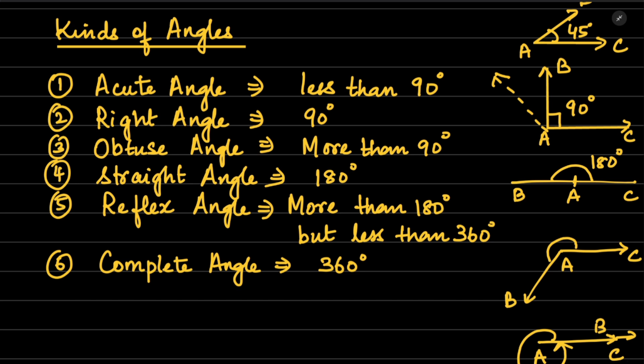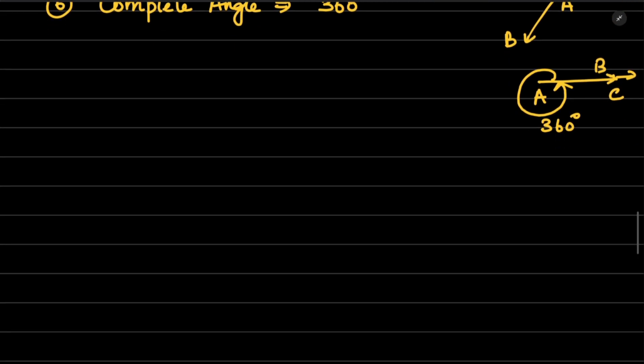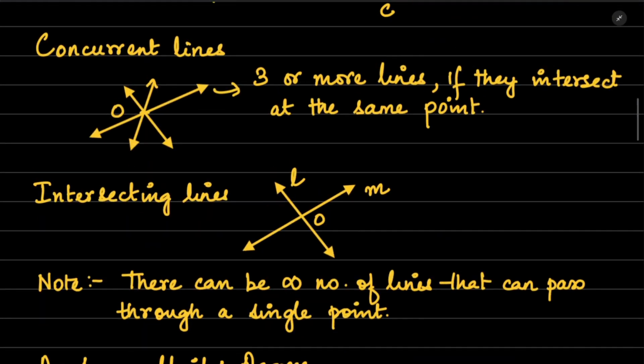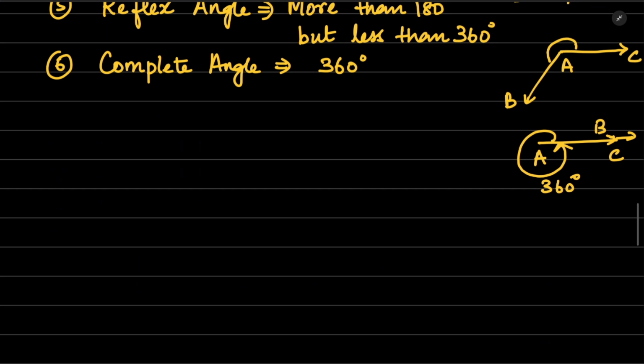Now the next one is very important. These were all basics, the basic types of line. What do you mean by a ray? What do you mean by a line segment? What do you mean by concurrent lines, intersecting lines? And then we saw about angles. The next one is called adjacent angles. What do you mean by adjacent angles?